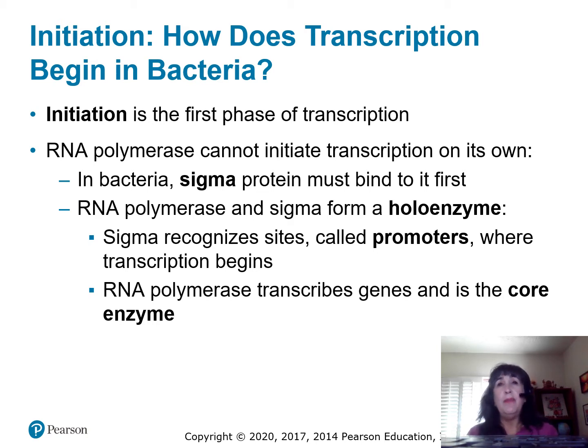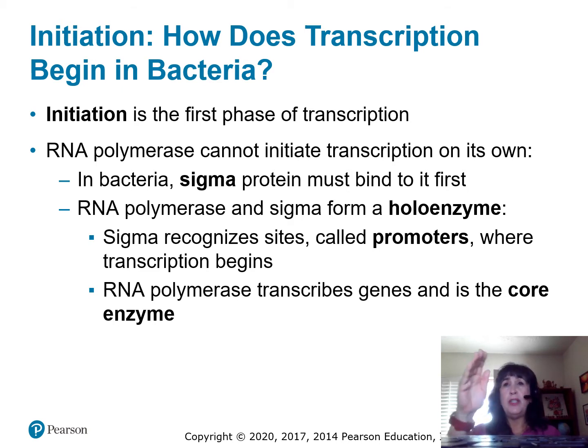So initiation is the first phase of transcription. And when we look at bacteria, they have this protein called the sigma protein. And RNA polymerase plus sigma forms this thing called the holoenzyme. And you will definitely need to know this for your final exam. And it says sigma recognizes sites called promoters.